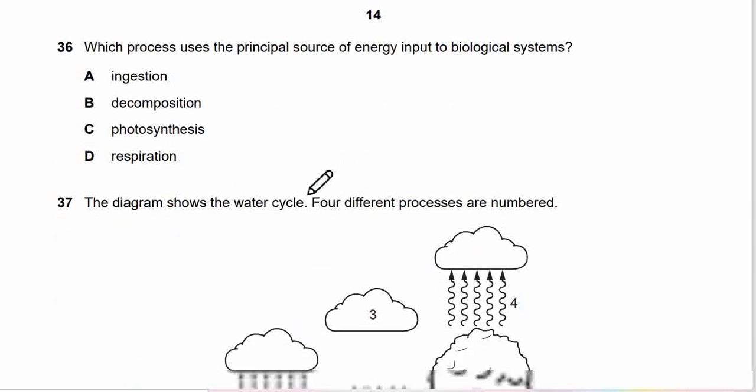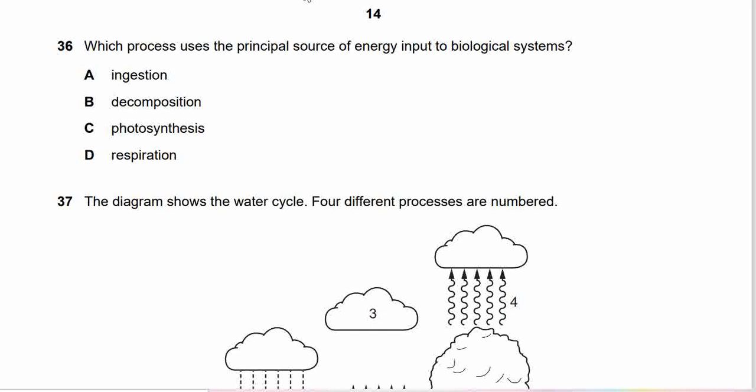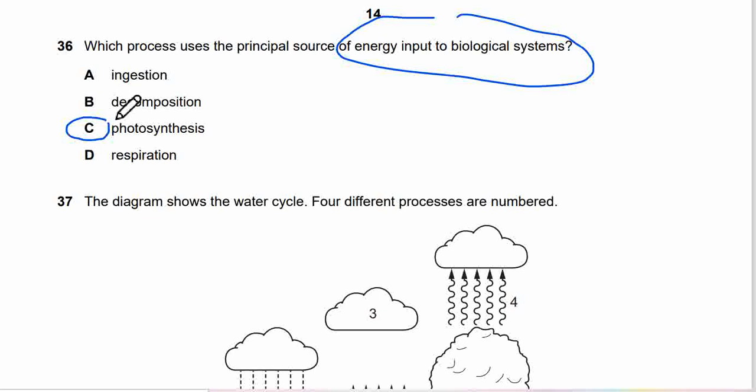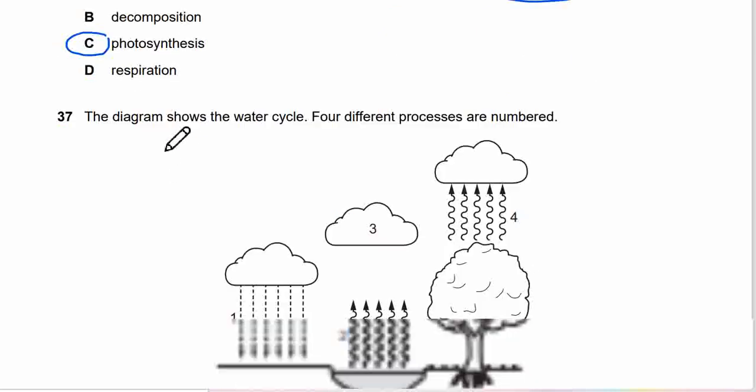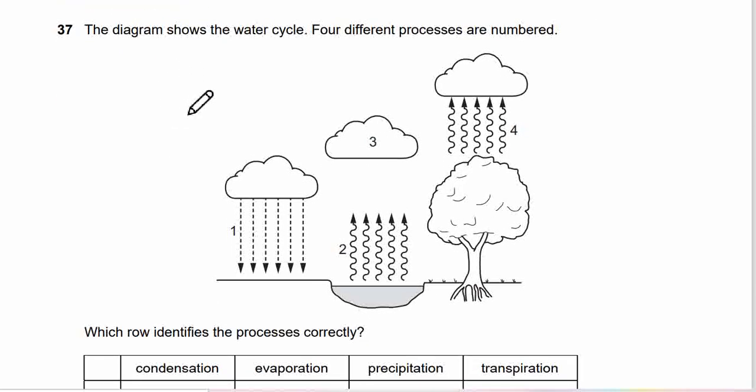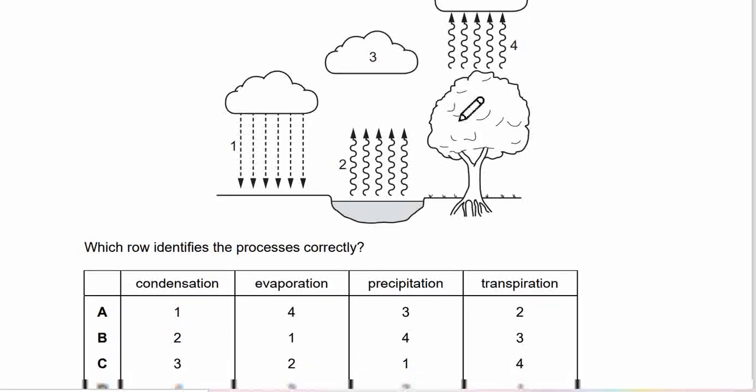Next question, 36. Which process uses the principal source of energy input to biological systems? The energy input to biological systems here will be photosynthesis. Light energy is input in the photosynthesis reaction. Let's move on. Question 37. The diagram shows the water cycle. Four different processes are numbered.